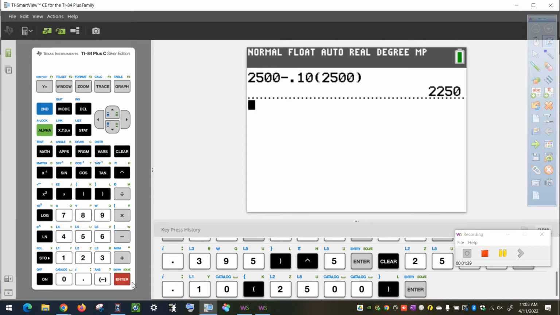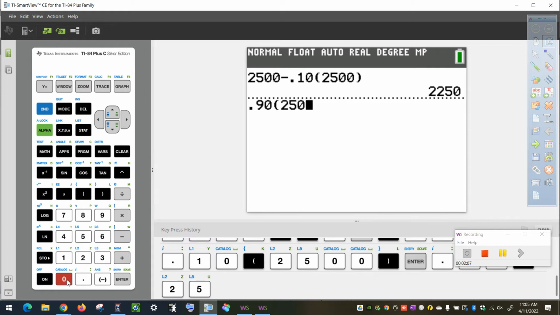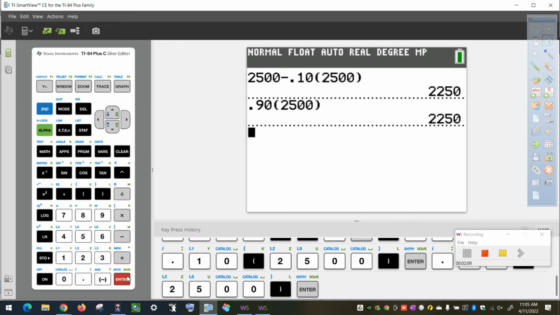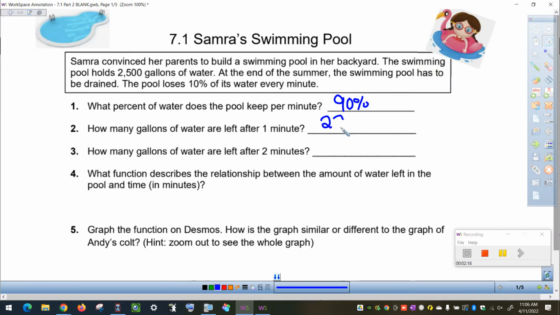So this is losing 10%. But let's think about what we just talked about in the previous problem, that losing 10% is the same thing as keeping 90%. So wouldn't that be the same thing as just taking 90% of the original amount? Well, with a calculation, 90% as a decimal, we can write that as 0.9 or 0.90. If we take 90% of the original amount, notice how we arrive at exactly the same answer. So we have 2,250 gallons left after the first minute.